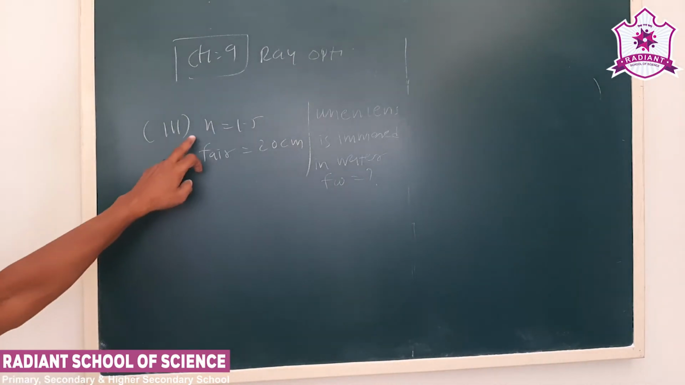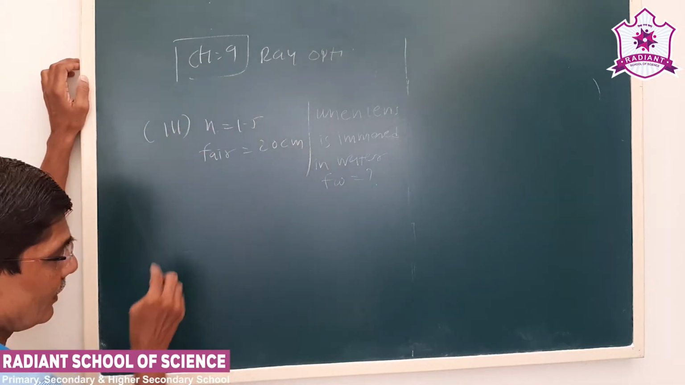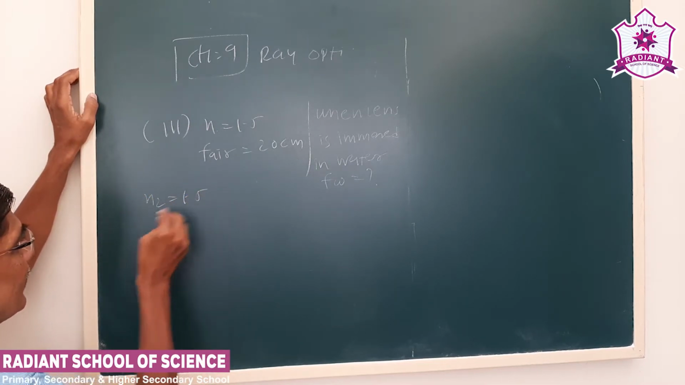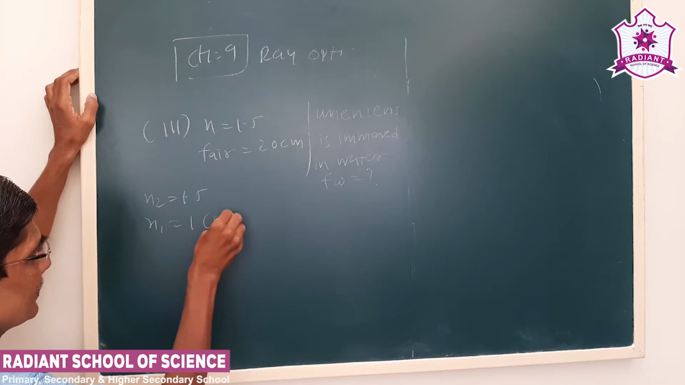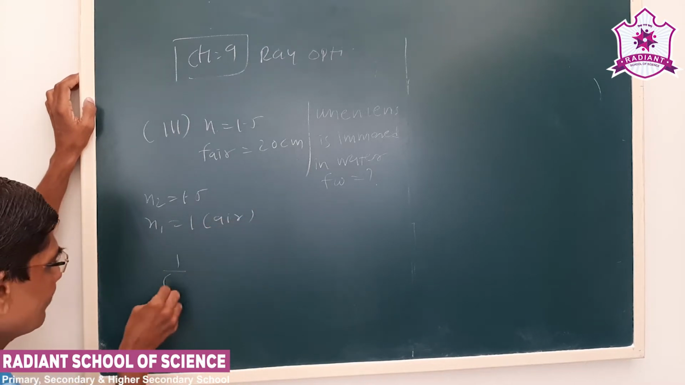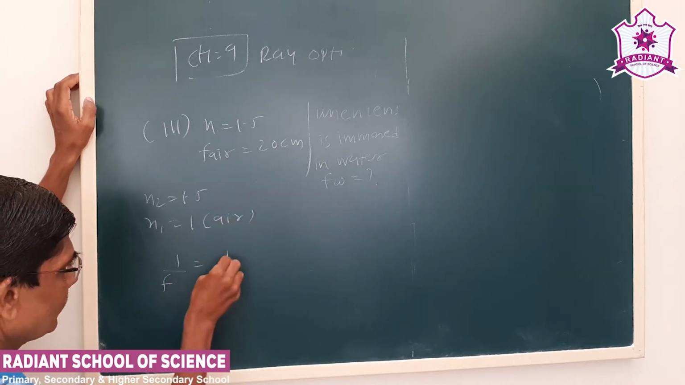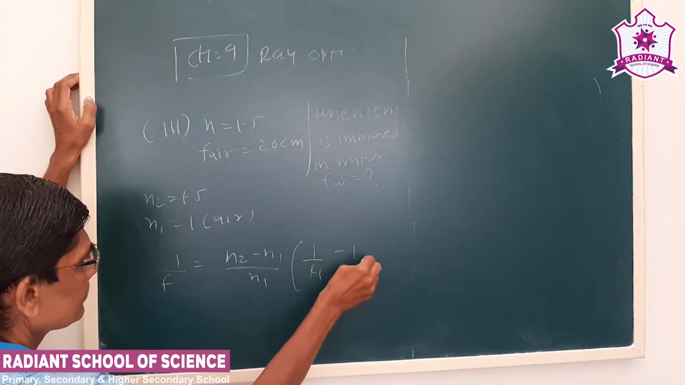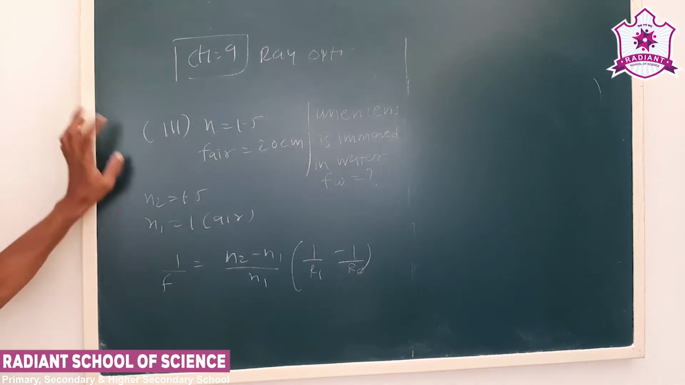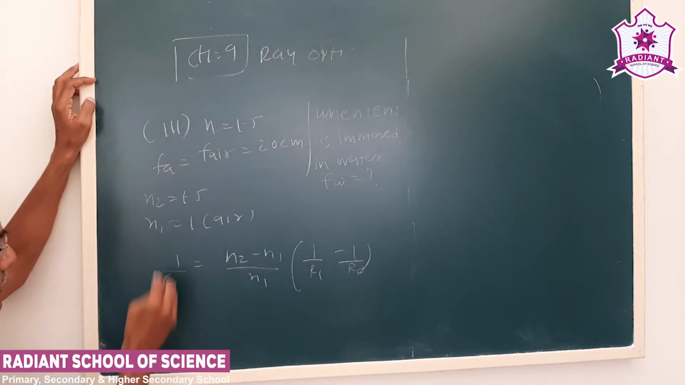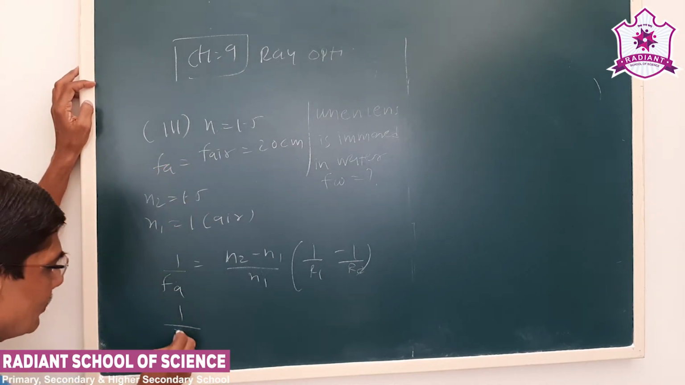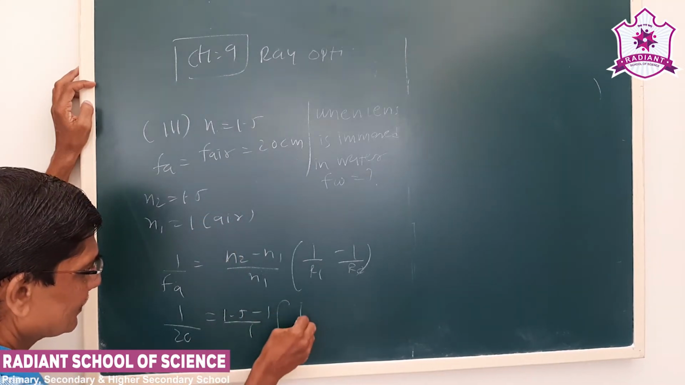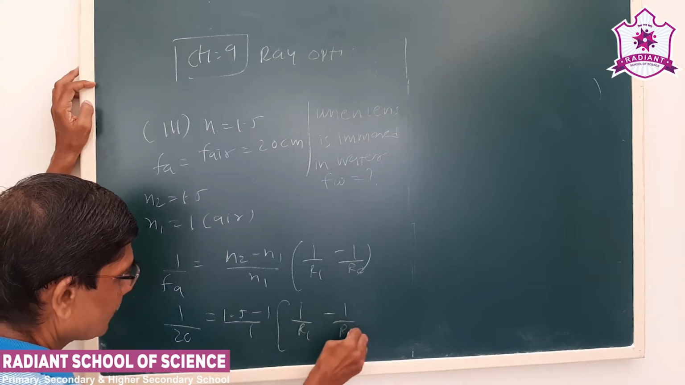Now see, the lens is kept in air, focal length is 20 centimeter. So what we can take here, N2 is 1.5, N1 is 1. Why? Because the lens is in air. See, 1 by F is N2 minus N1, see, 1 upon FA, focal length in air, 1 by 20, N2 is 1.5 minus 1, 1 upon R1 minus 1 upon R2.